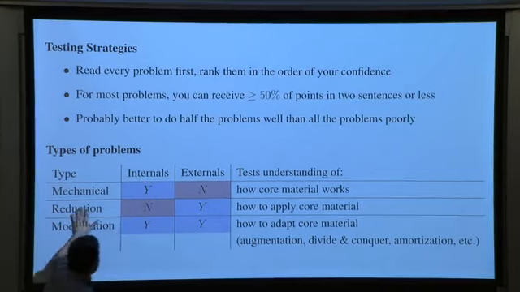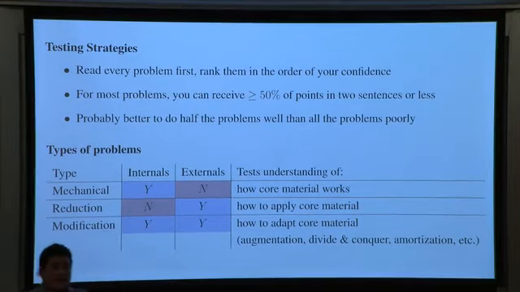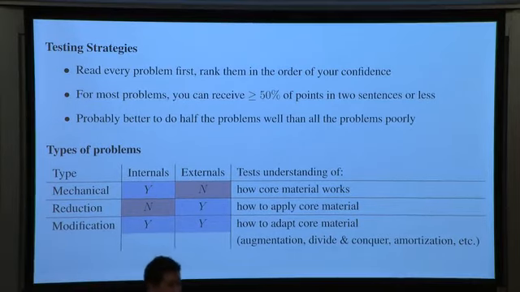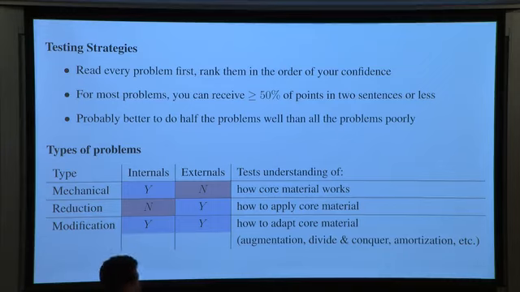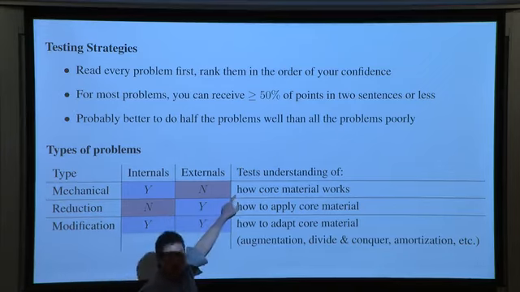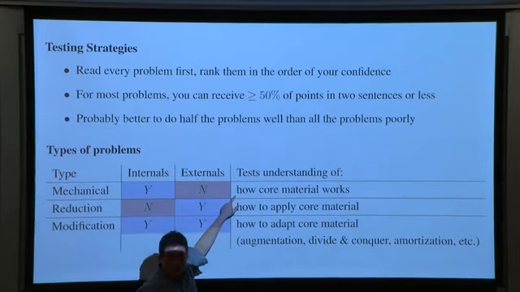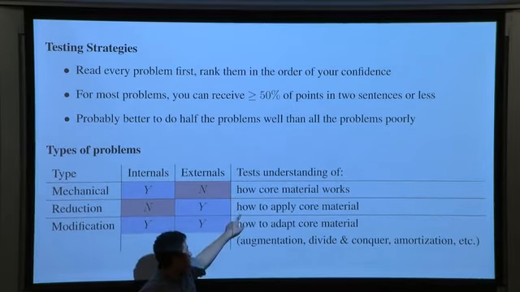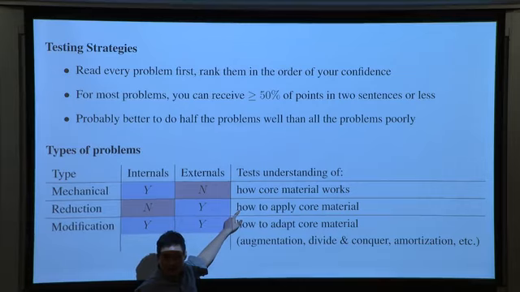And there are other types of problems where it's like, oh, I don't need to know what the internals of this data structure are. I can just operate with knowledge of the API and try to hook it into the problem that I need. And that's what I call a reduction type problem. This is like, how does the core material we presented to you in lecture work? This is like, how do I apply that core material?